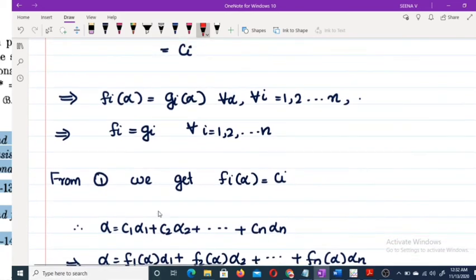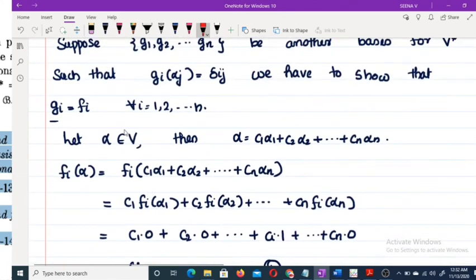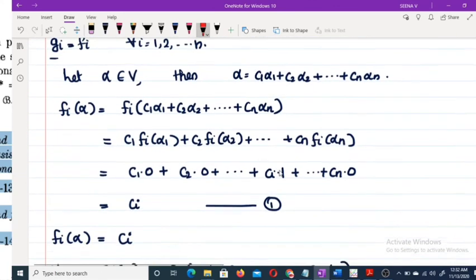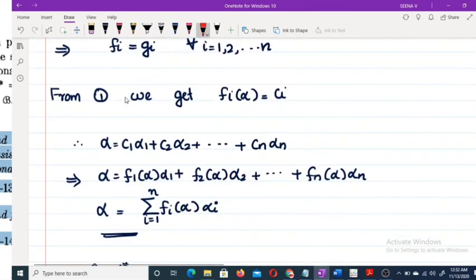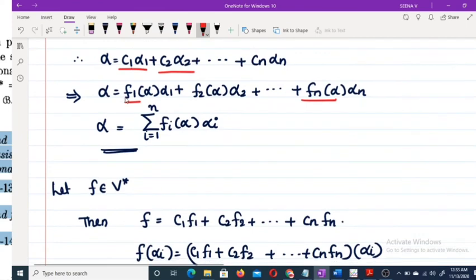Now from equation 1, what do we get? If you take any alpha belonging to V and alpha equal to this one, it implies fi of alpha equal to ci. Therefore, once again, fi of alpha equal to ci. So if alpha equal to this one, then fi of alpha equal to ci implies f1 of alpha for c1, f2 of alpha for c2, etc., fn of alpha. Therefore, alpha you can write as sigma i equal to 1 to n fi of alpha into alpha i. Clear?